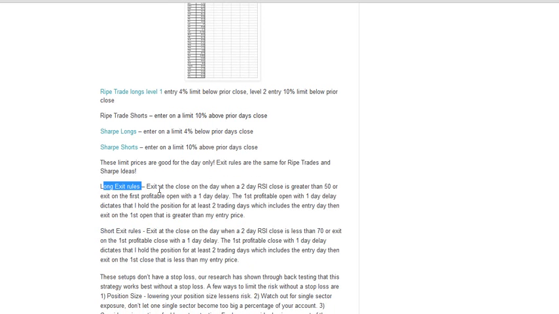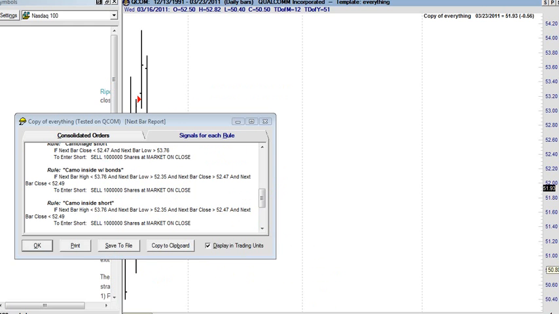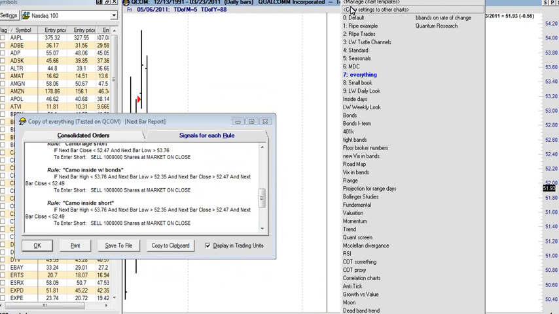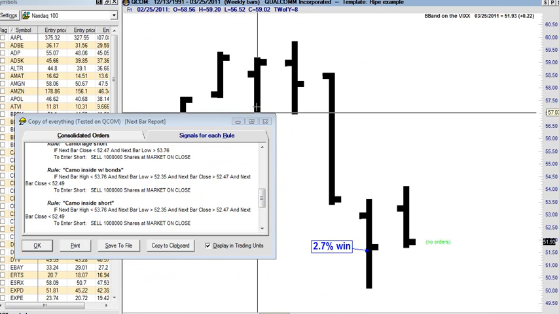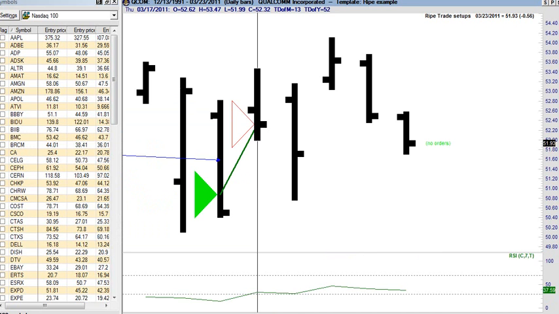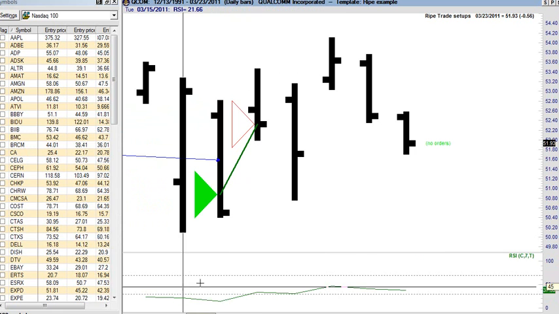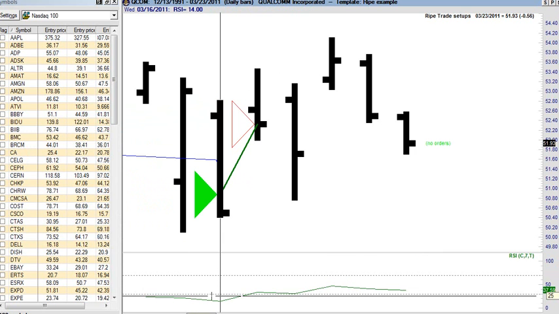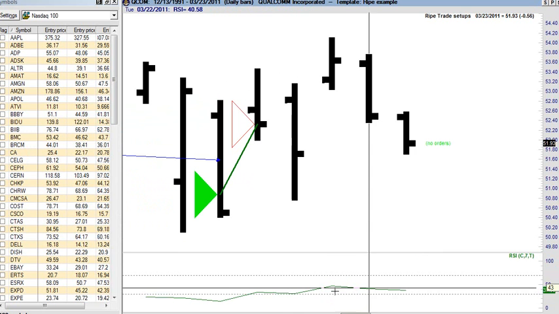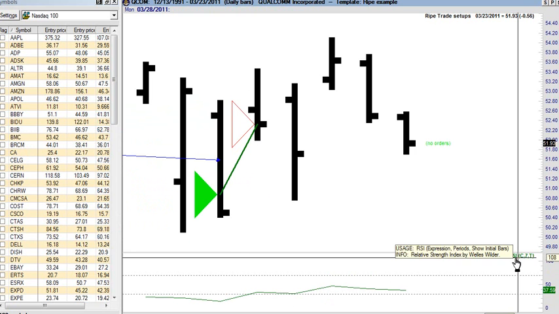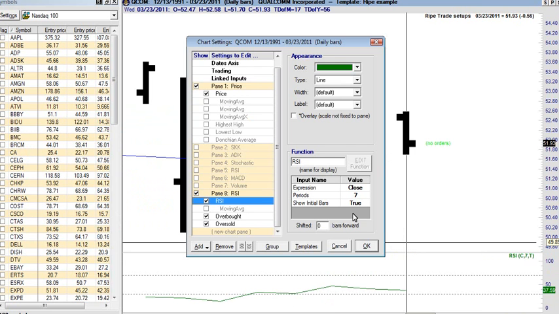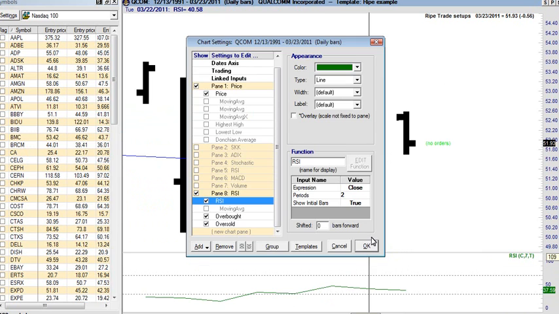The long exit: exit at the close on the day when a 2-day RSI closes greater than 50, or exit on the first profitable open with a 1-day delay. So what the heck does that mean? This is what that means right here. Now that you're in the trade, we're going to talk about how to get out of the trade. Again, the exit rule is a 2-day RSI closing above 50. So you need to have a chart with an RSI indicator on it. Right now, this default RSI is set to 7, so you've got to change that to a 2.